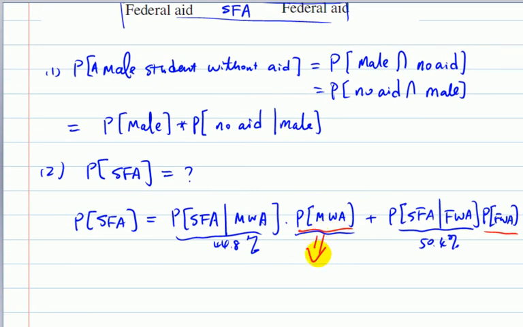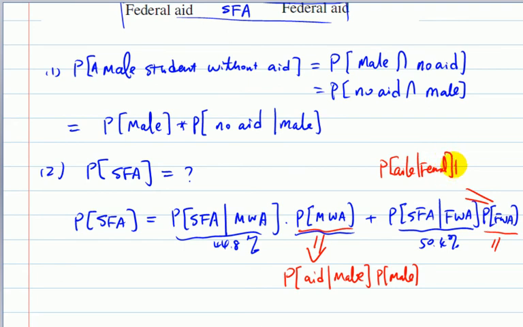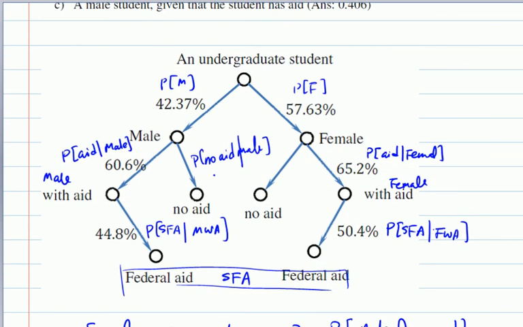And that is equal to what? The probability of aid given male multiplied by the probability of male, and this one equals the probability of aid given female multiplied by the probability of female. So once you do that, it is exactly as I said: multiply the numbers together for this branch and add the values for the numbers multiplied together for this branch, the 2 branches here.